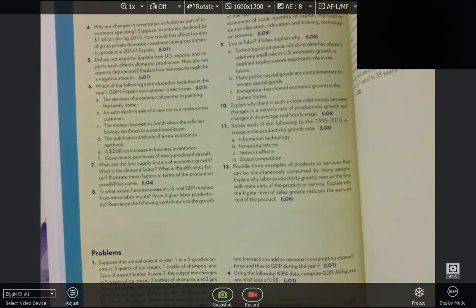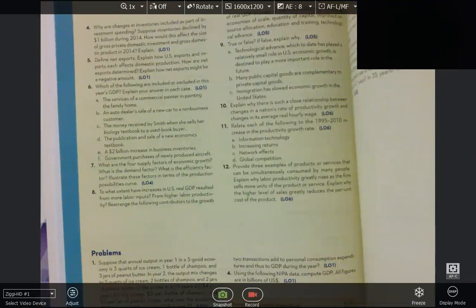Excluded, secondhand, right? What about publication and sale of a new economics book? New, it's final good sale, right? Included, very good, very good. What about $2 billion increase in business inventories? Included, right? We know that from question 4. What about government purchases of a newly produced aircraft? Included. Very good, very good. Awesome. Okay.